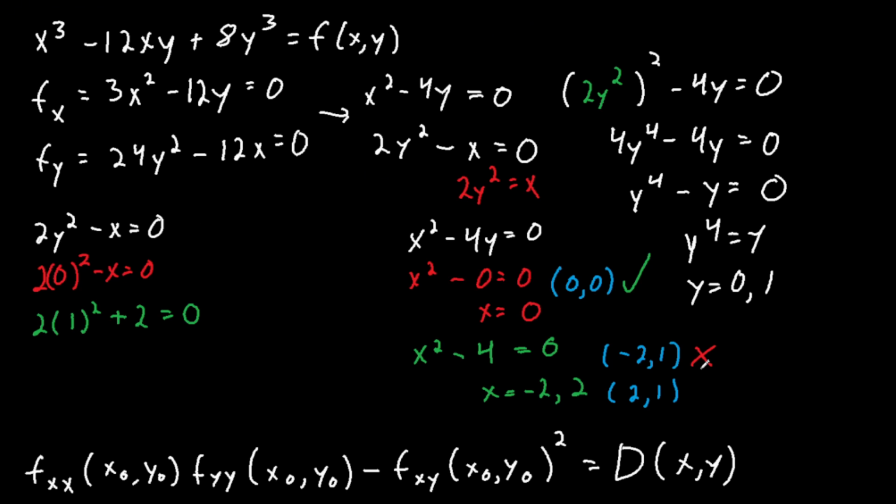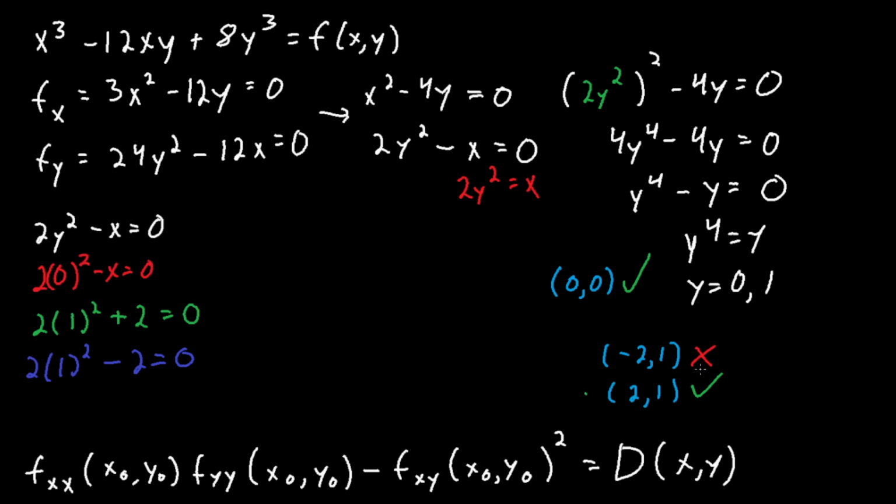Okay, let's use another color. Let's use purple. How about for 2 and 1? Well, we use 2 for the value of x right here, so we use 2 here and 1 here. This is what we get: 1 squared, minus 2 because x is subtracted, equals 0. Does this make sense? This is 2 minus 2, which is equal to 0. So yes, this point works. So our two extrema points are 0, 0, and 2, 1. And let's erase everything else for our work for now.